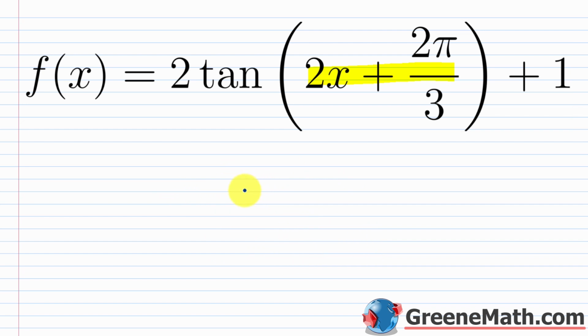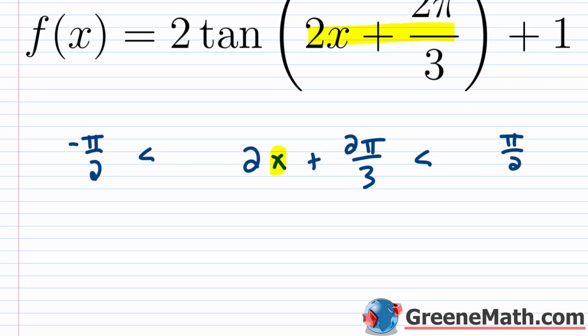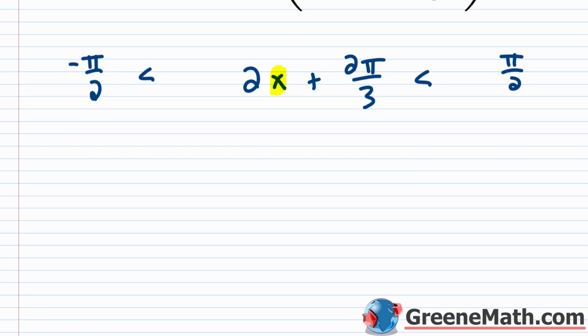Where you say 2x plus 2 pi over 3 is greater than negative pi over 2 and less than pi over 2. And I'm just leaving myself some space because we're going to multiply in a moment. So we're going to solve this inequality for x. So this is the goal right there. So we do have some fractions involved. I would personally like to clear those. Some people don't mind them, but I find that working with fractions is very tedious.